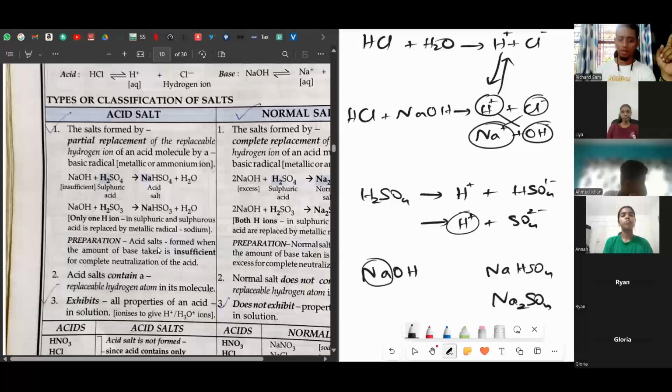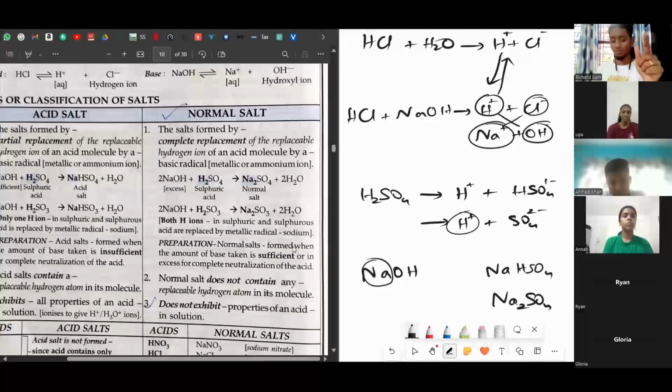Here, preparation. If you want to prepare an acid salt, it is formed when the amount of base taken is insufficient for complete neutralization of the acid. Like if you're mixing acid and base, don't put full base inside that acid. Put base drop by drop. So you're not giving so much base that complete replacement can take place. You're letting it happen partially by giving a little bit of base. But when you're preparing a normal salt, then you will give a sufficient amount of base so that complete replacement takes place.